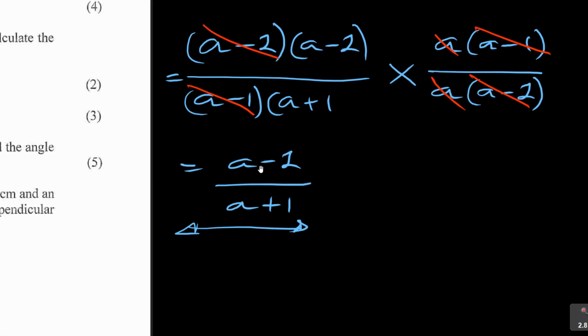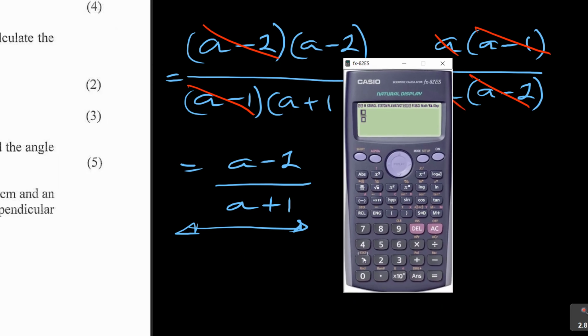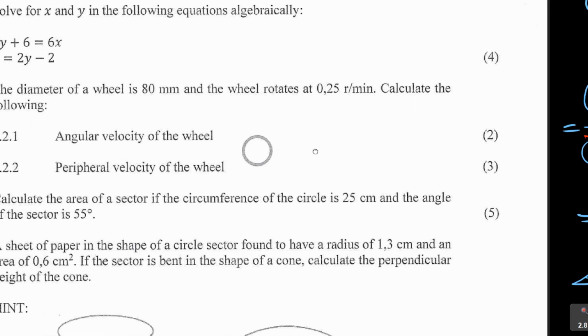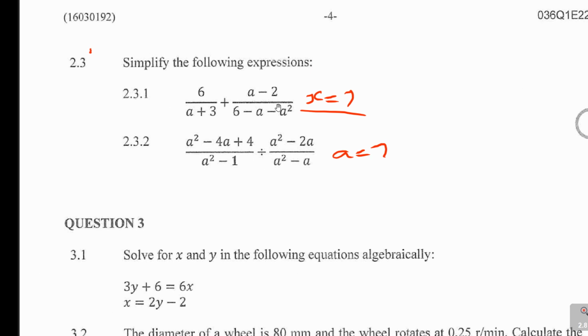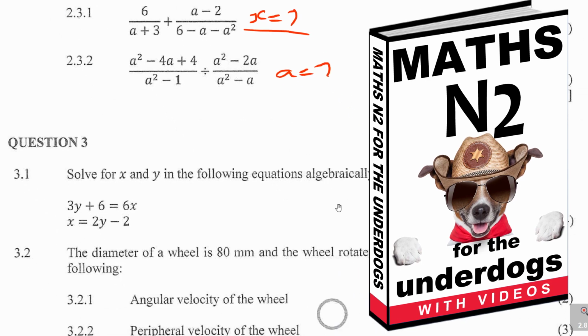I do the same here, so it's 7 minus 2 over 7 plus 1. What am I getting? 5 over 8. When you maintain such answers, it means you are correct. That's the good, or the motivator, here. All right, so guys, that was question number 2.